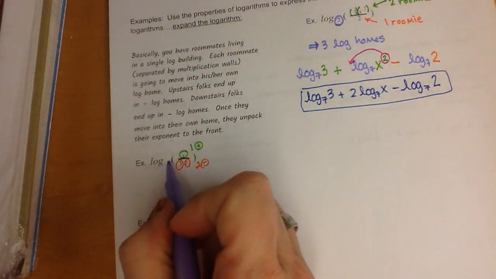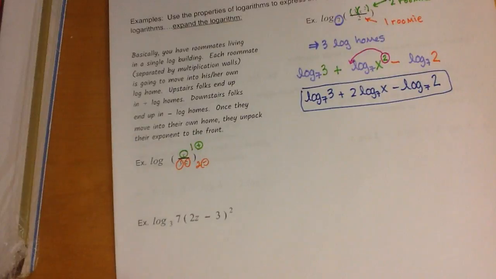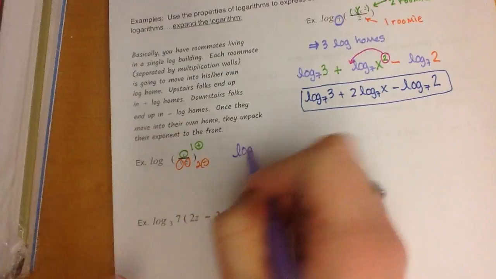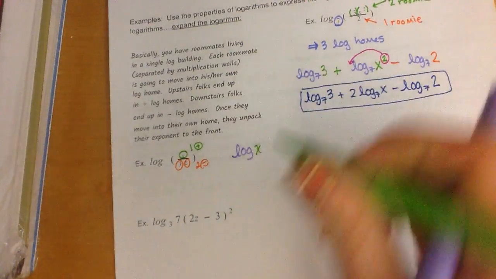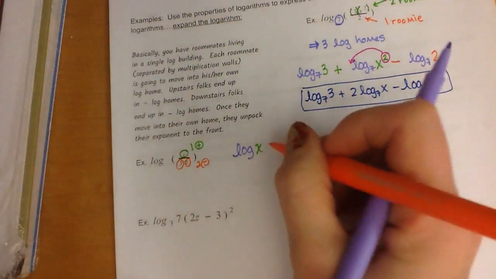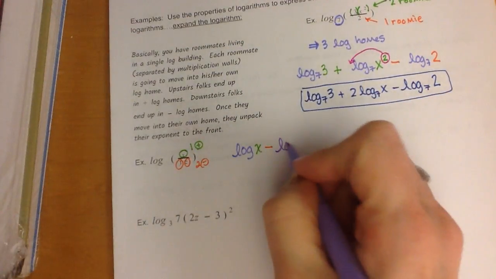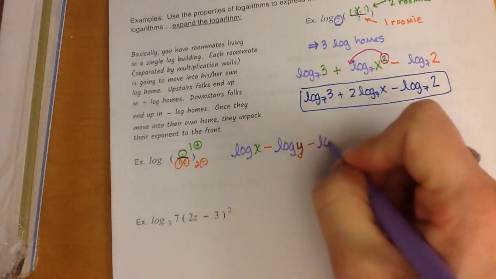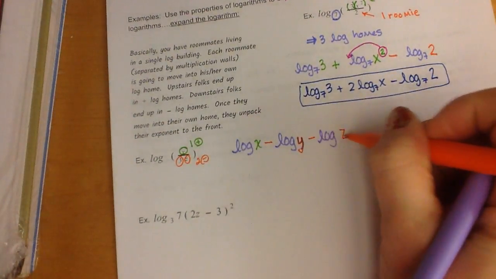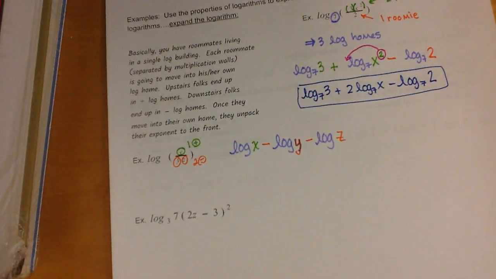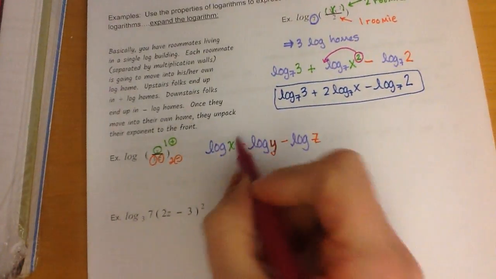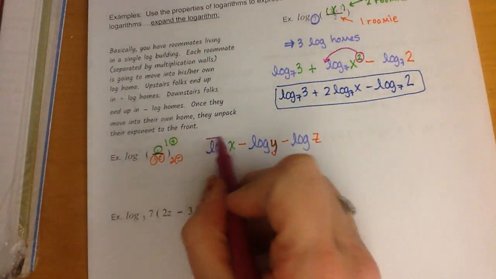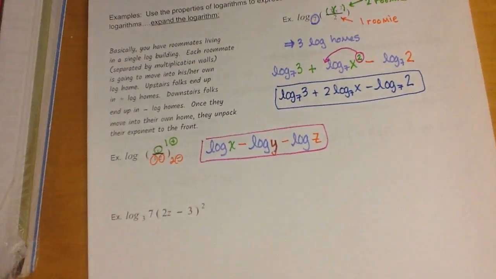And this time they don't have any base written, which means that it is base 10 because it's a common log. So I'll expand this into log of x, which is positive, minus log of y, minus log of z. Now I check to see, do any of my former roommates have things to unpack in their exponents? They do not, so this would be the answer to this question.